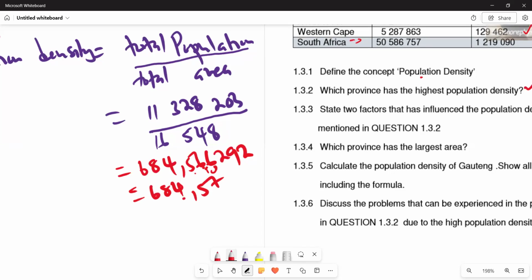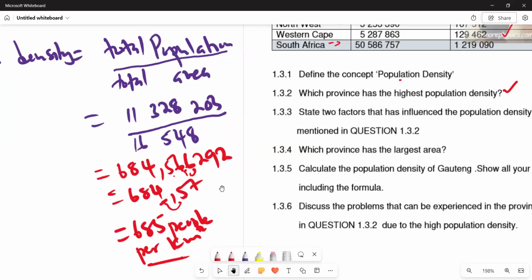We are talking about people here, so we cannot have half a person. We can round it up to the nearest whole number, whereby we have a 5 here, changing our 4 to become 5. So we are having 685 people per kilometer square. This is representing our density. So this is what we have in terms of the calculation.